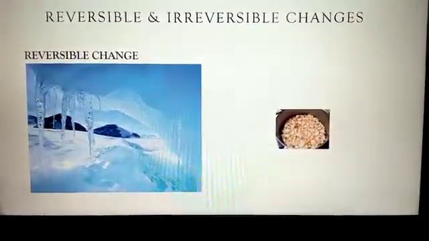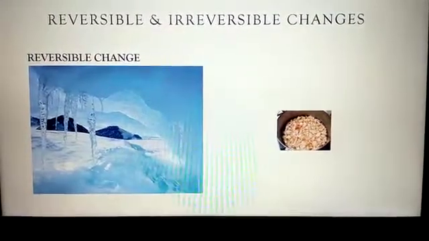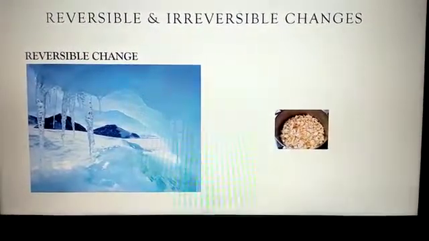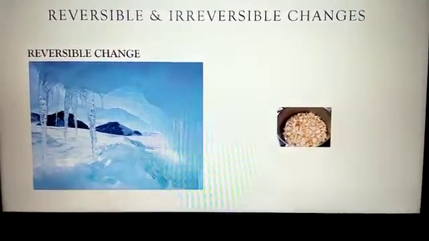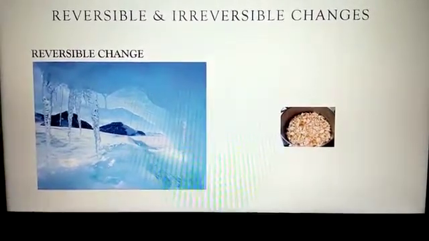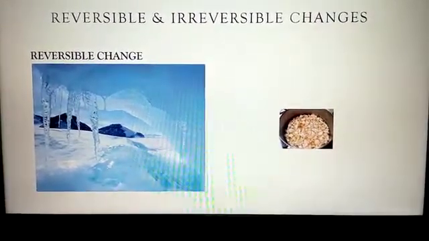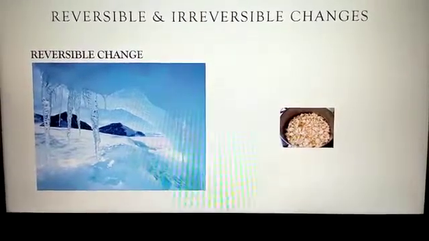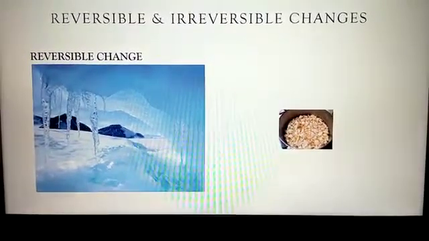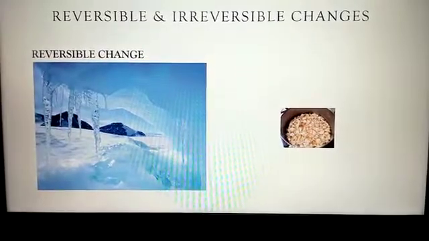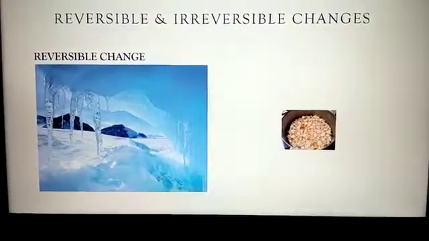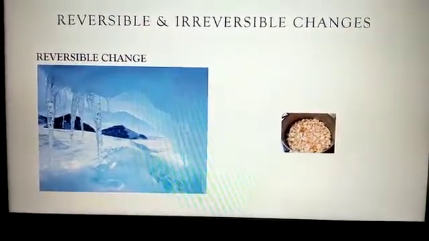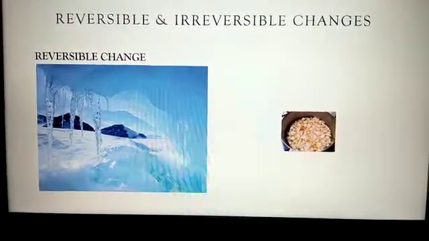So here are some examples of reversible and irreversible changes. That is melting of ice. So here you can see the ice which is getting melted, and again on cooling it changes back to ice. And here, the cutting of a cauliflower or boiling of a cauliflower. So these two are the examples of reversible change.